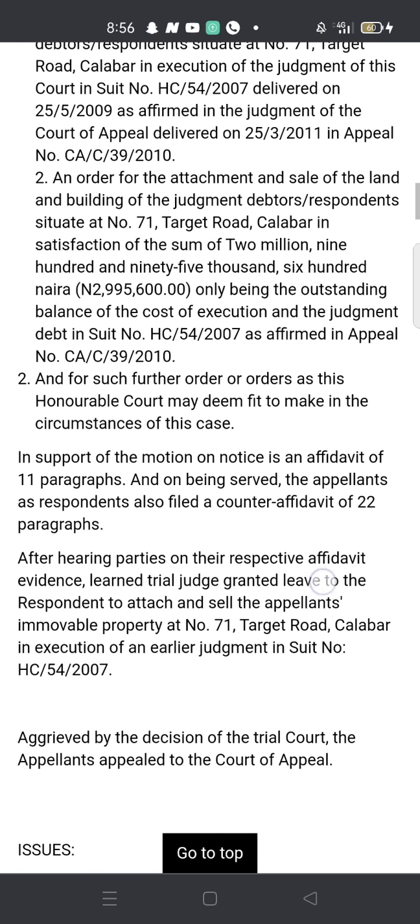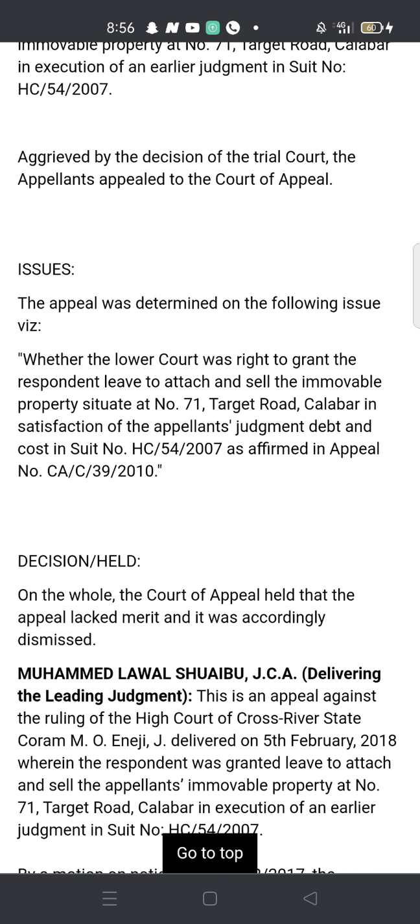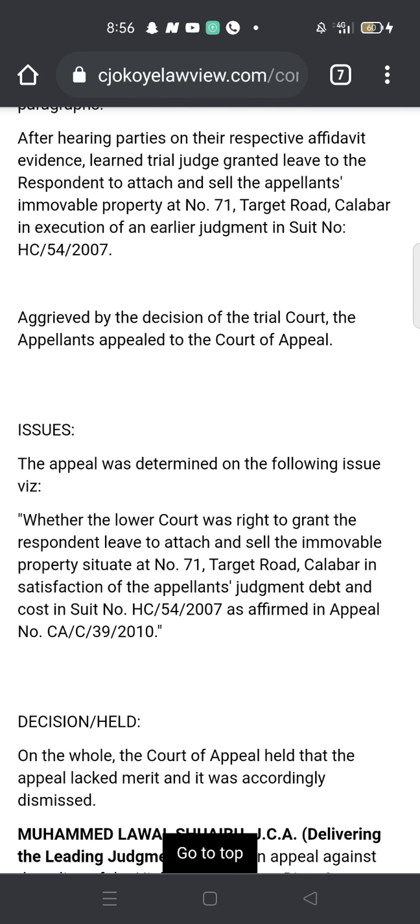So if you want to read more about the case now, you have to read the lead judgment delivered by Mohammed Lawal Choibu. We'll stop here for further notice.